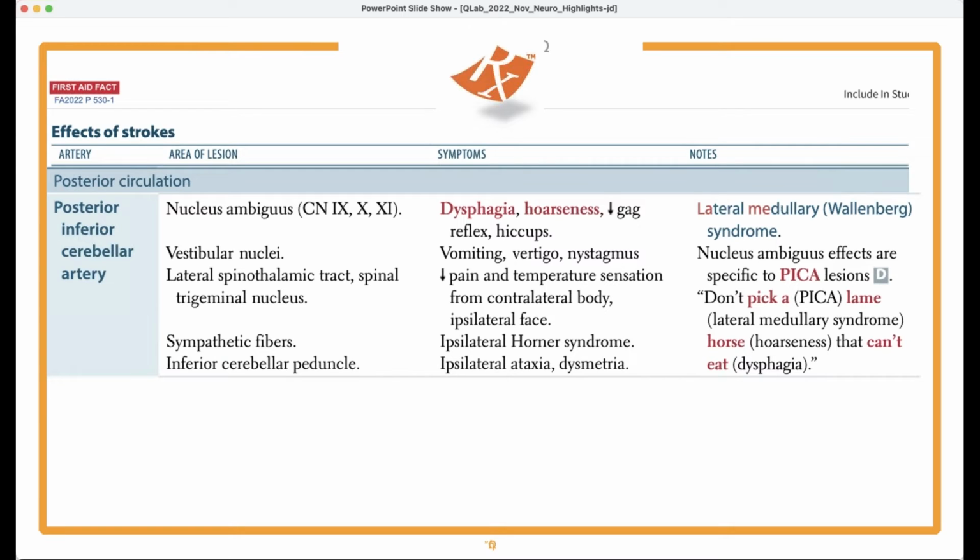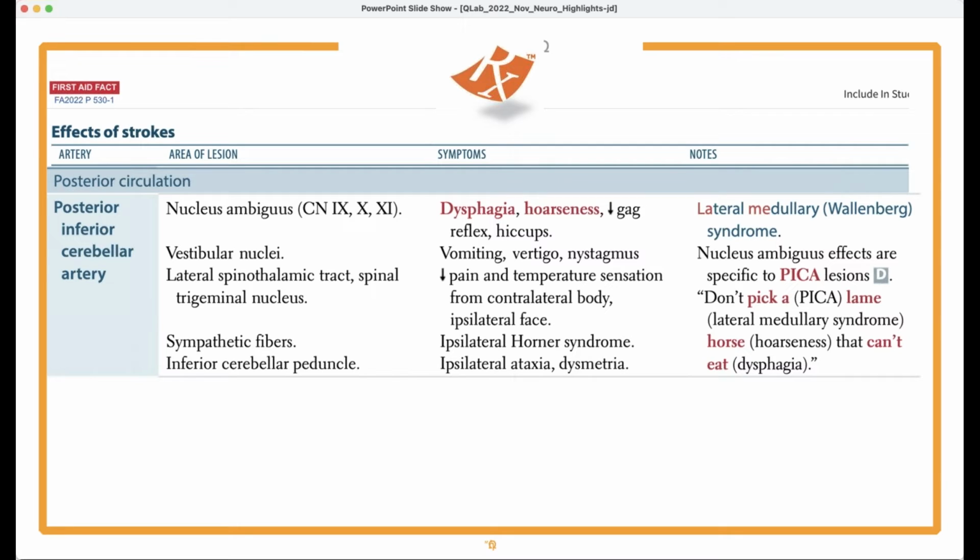Okay. You can get vomiting, vertigo, or nystagmus in a couple different types of stroke syndromes. You can get Horner syndrome, issues with pain and temperature sensation in a couple different stroke syndromes. But what's most important, what specifies it, is that dysphagia or hoarseness, like this patient had. Okay. Now, what you can see there also under symptoms is ipsilateral Horner syndrome. Okay. So patients with this stroke can also get Horner syndrome, where you get ptosis, meiosis, and anhidrosis. Okay.